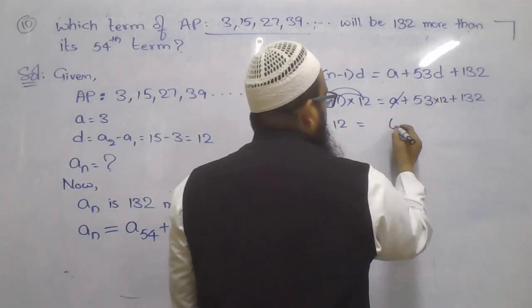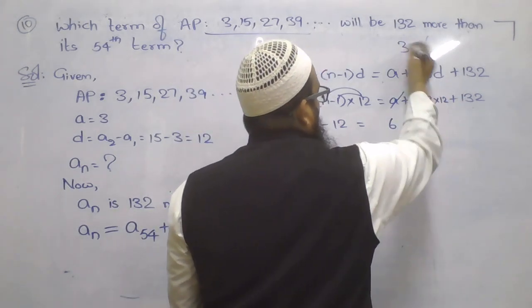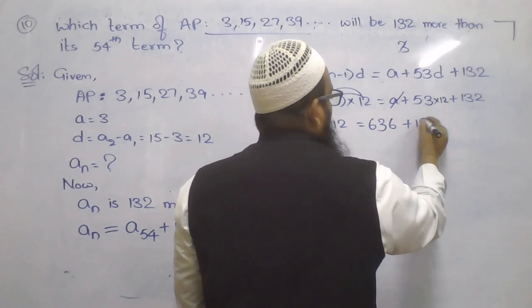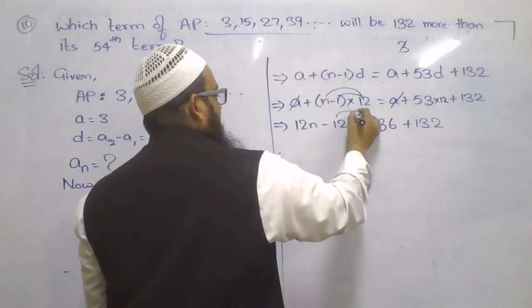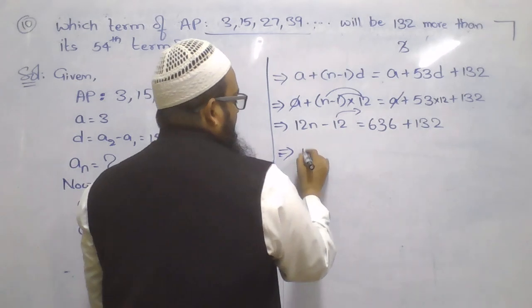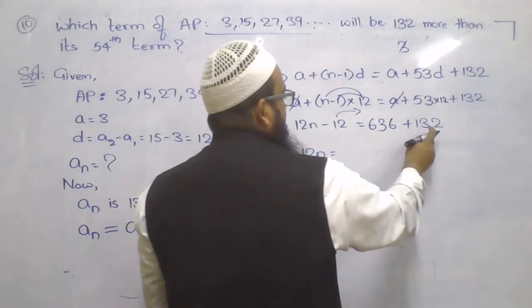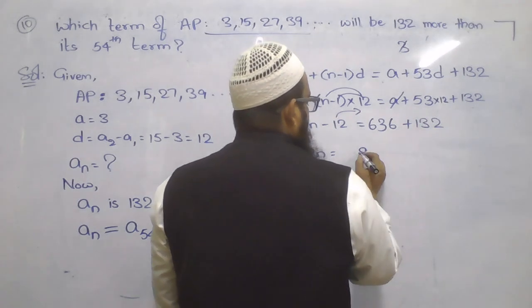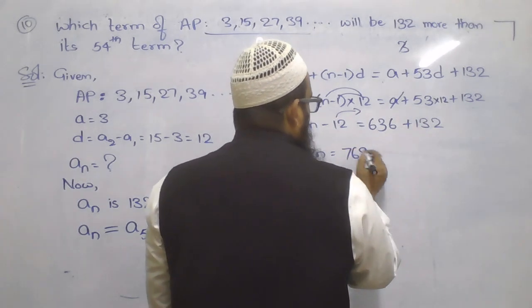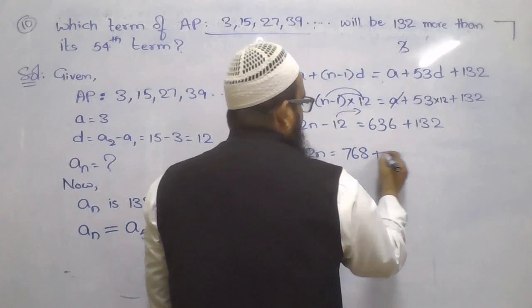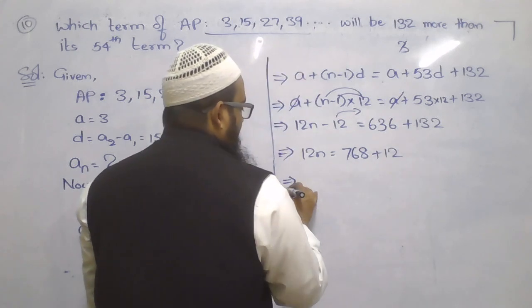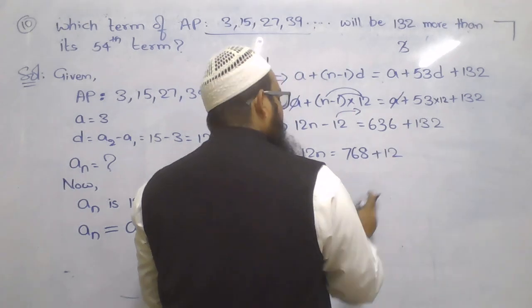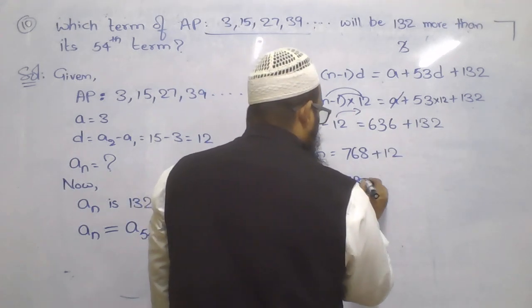12 3s are 36. 3 carry on. 12 5s are 60. 60 plus 3 is 63, so 636, plus 130. Now minus 12 when you transpose, it will be 12n equals 636 plus 132. 6 plus 2 is 8. 3 plus 3 is 6. 6 plus 1 is 7. 768, plus 12. That implies 12n is equal to 768 plus 12, is it 780.